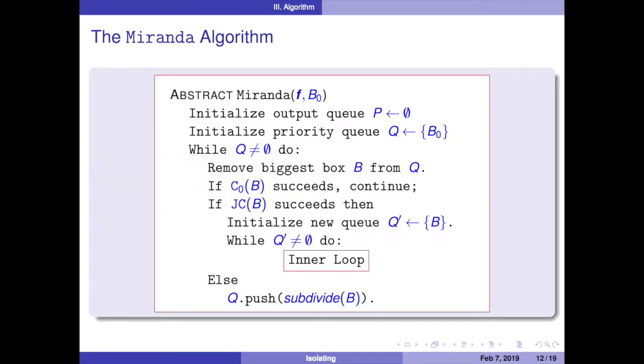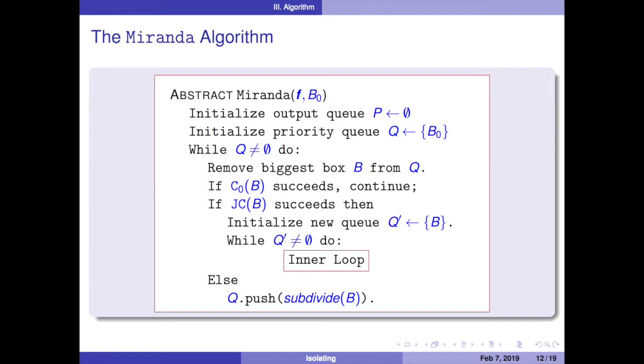So now I have an abstract Miranda algorithm. There's an output Q called P, initialized to empty. There's a priority Q. Notice this priority, meaning that I want the Q to be initialized to the box B0. And then, as usual, we have an outer loop. While the Q is not empty, remove the biggest box.